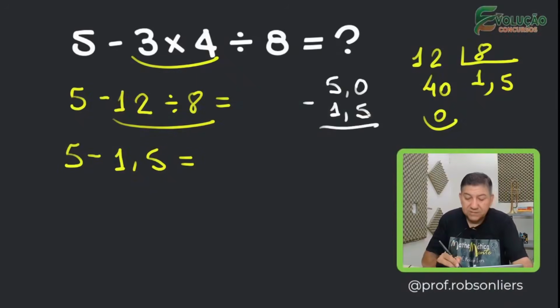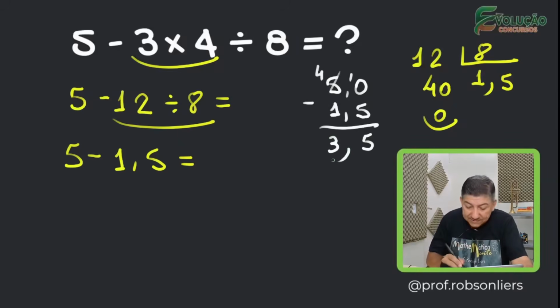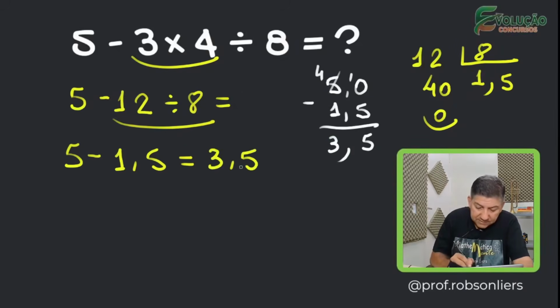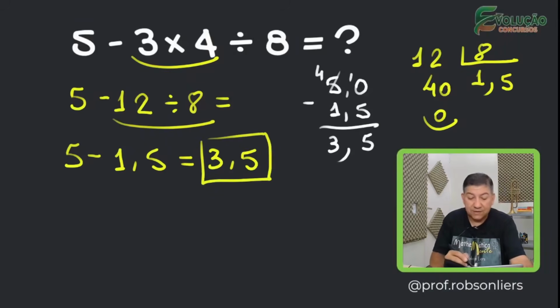Now, can you take 5 from 0? No, I'll borrow 1 from the 5, so it becomes 10 now. 10 minus 5 is 5. The 5 lent 1, so it becomes 4, so 4 minus 1 equals 3. Line up the decimal points. I have 5 minus 1.5, which is 3.5. That's right. 5 minus 1.5 is 3.5. Perfect. So, the value of this expression here, 5 minus 3 times 4 divided by 8, is 3.5.